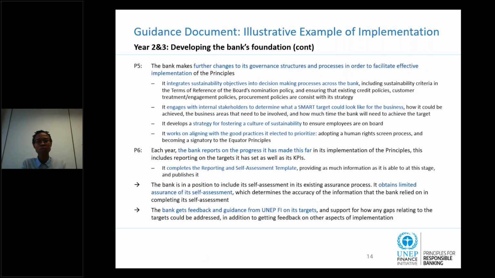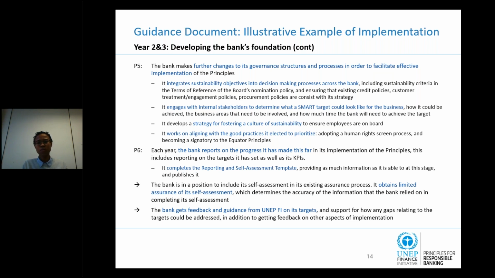Okay, again, building on principle number 5, the governance principle, the bank makes further changes to its governance structure and processes in order to facilitate effective implementation of the principles. In some cases, banks may think that they would need a specific or dedicated sustainability committee, either at the executive or board level, that would look at this.